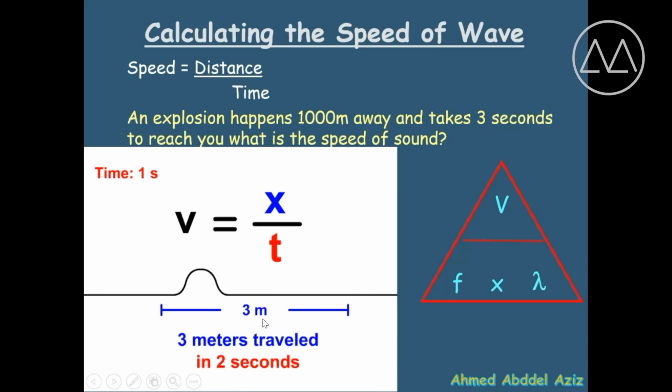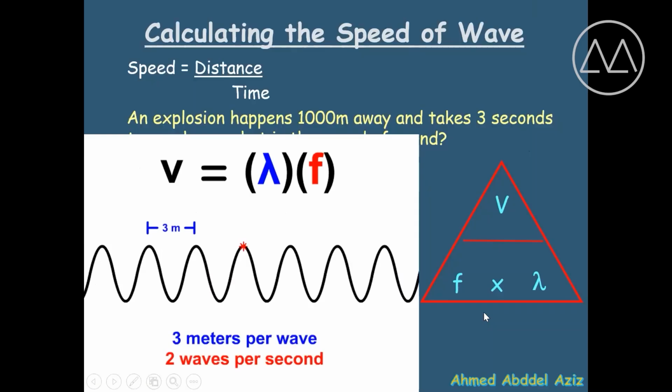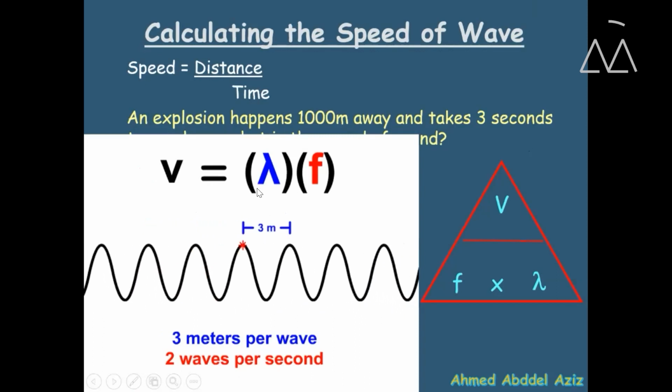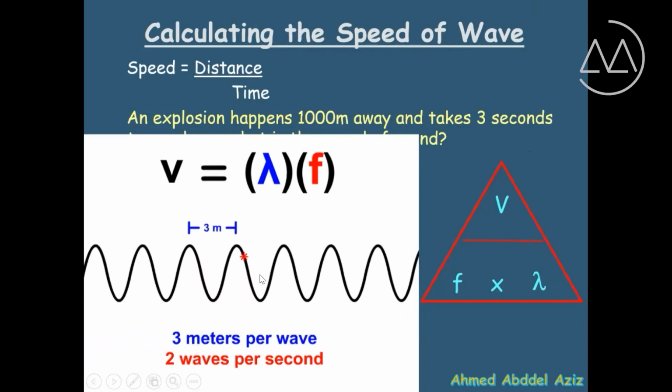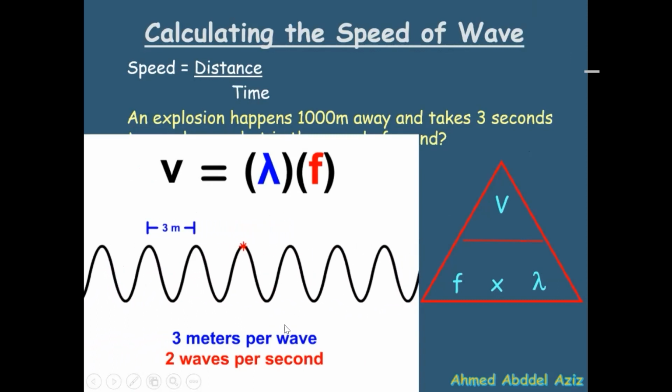Look here, the distance is 3 meters and the time is 2 seconds, so it will be 3 divided by 2, and the answer is 1.5 meters per second. From this figure, V equals lambda multiplied by F. Lambda equals 3 meters, which is the distance from one crest to the next one. If we count the number of waves as 2 waves per second, the velocity will be 3 multiplied by 2, and the answer will be 6.